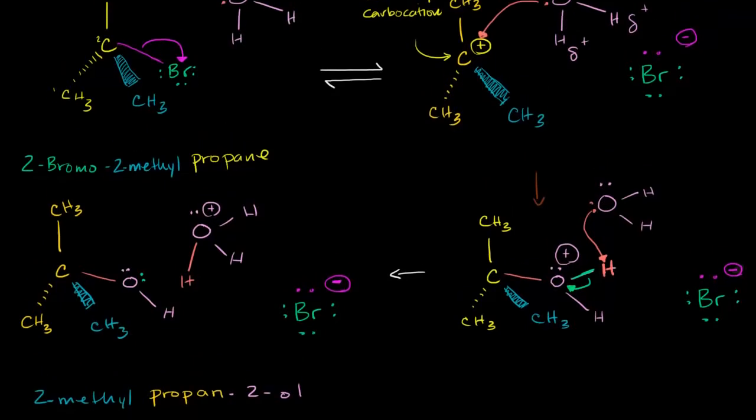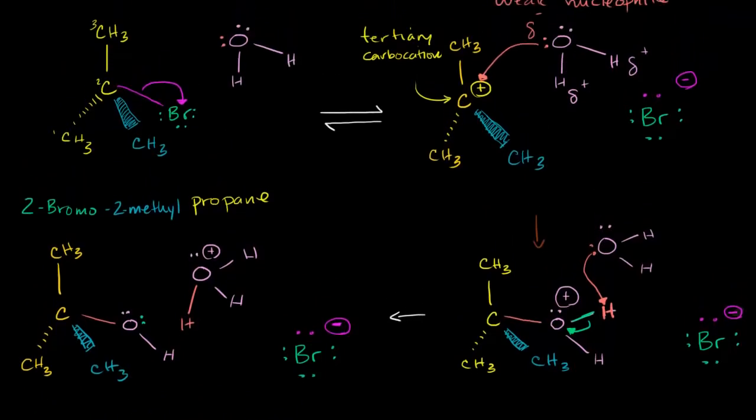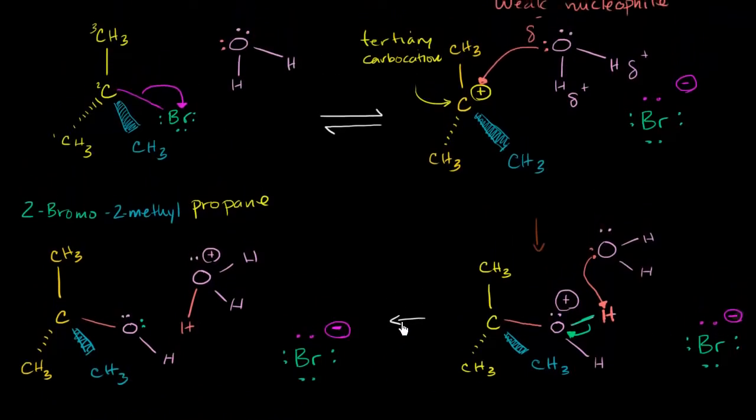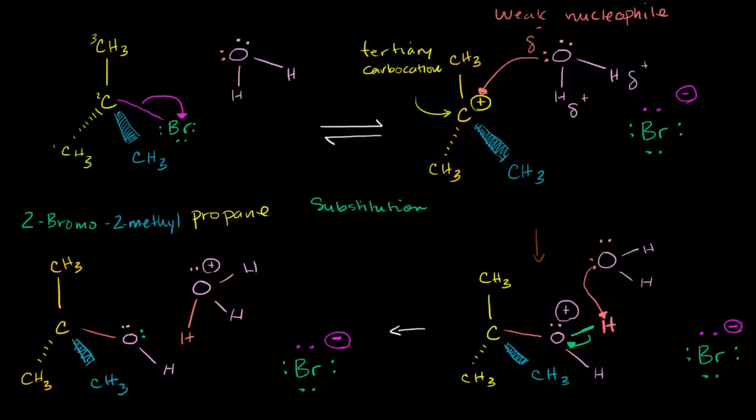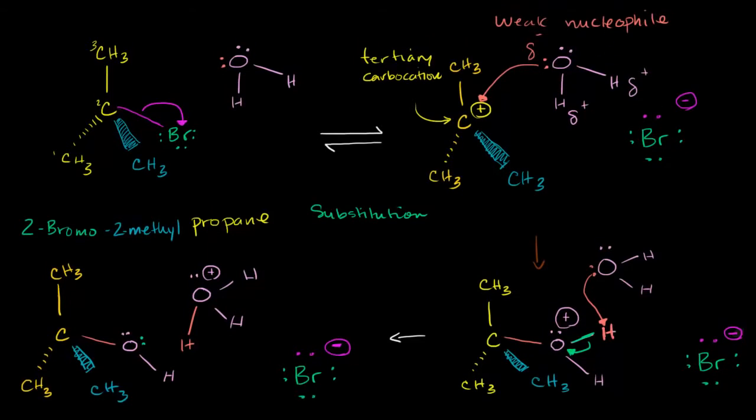Now, let's think about what we can name this reaction we just saw. Well, we've just substituted a bromo group with a hydroxyl group. So I think it's reasonable to say that this is going to be a substitution reaction. And we substituted with a weak nucleophile, but it was a nucleophile nonetheless. So it involved a nucleophile.